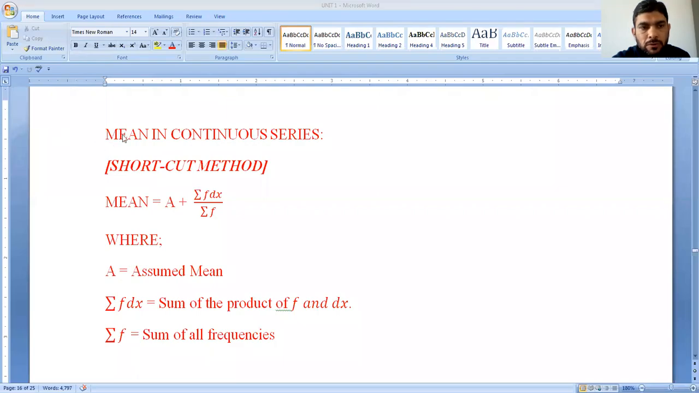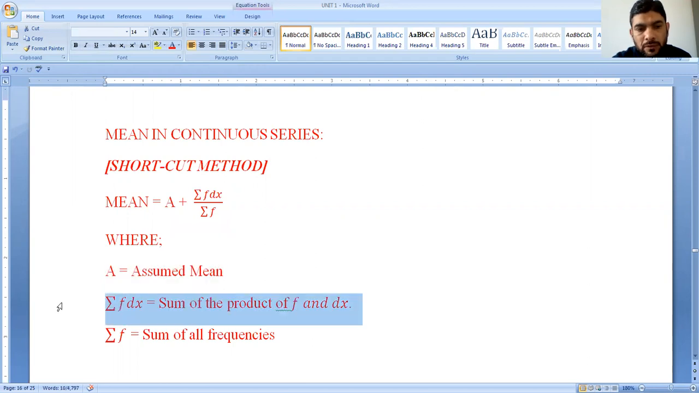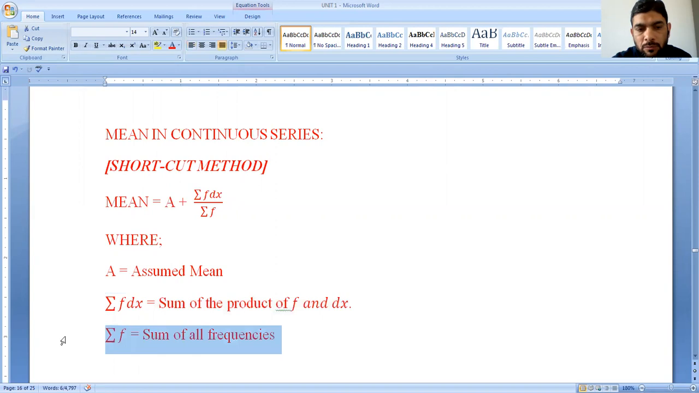Good morning, students. Today we are going to learn mean in continuous series by shortcut method. The formula for this method is mean is equal to a plus sigma f dx upon sigma f, where a means assumed mean. Next is sigma f dx. Sigma f dx means sum of the product of f and dx, that is f and dx product and then summation. Last one is sigma f. Sigma f is the sum of all frequencies.